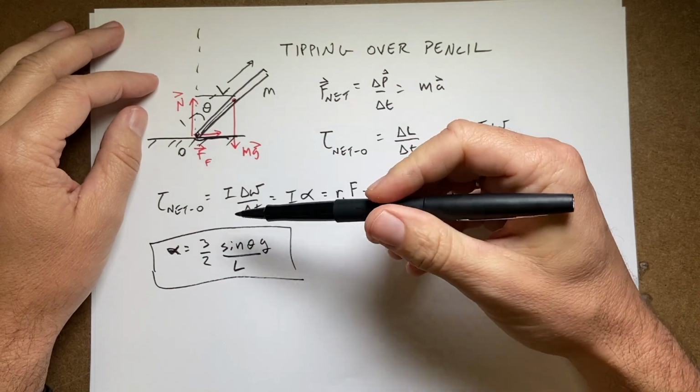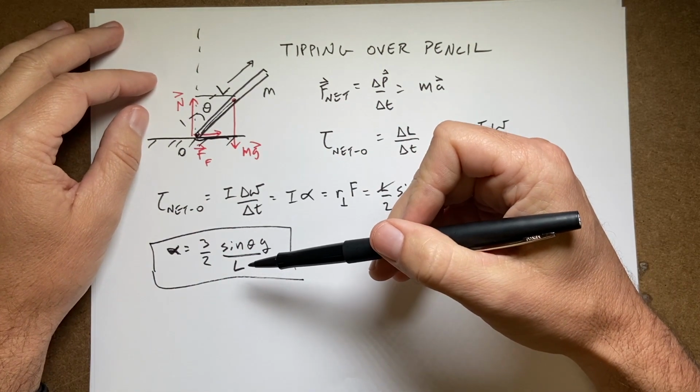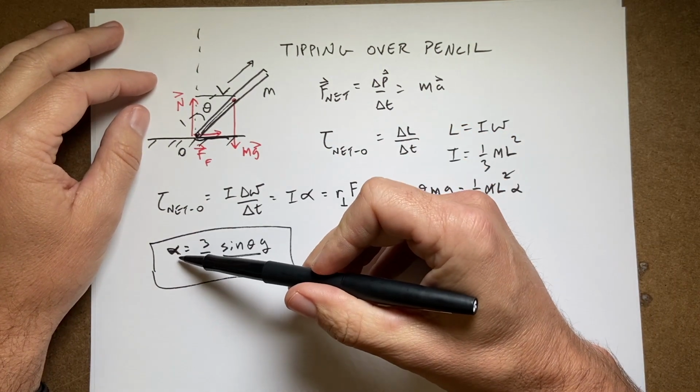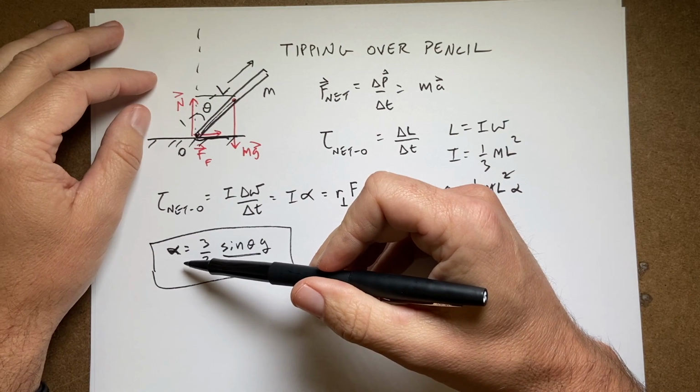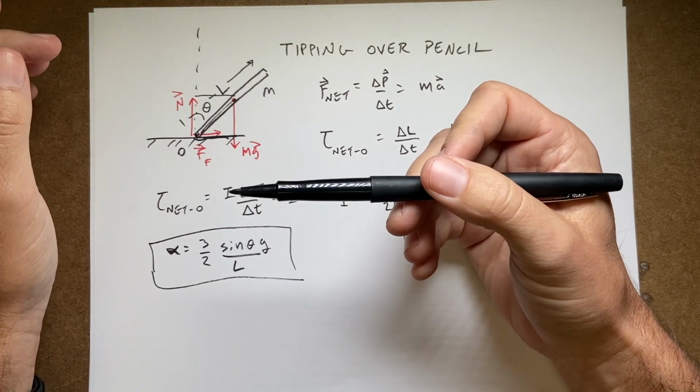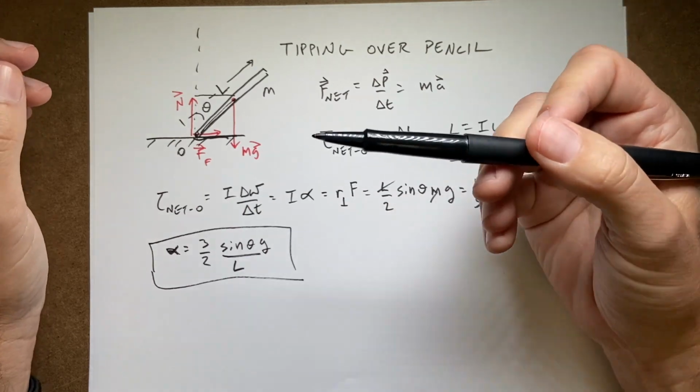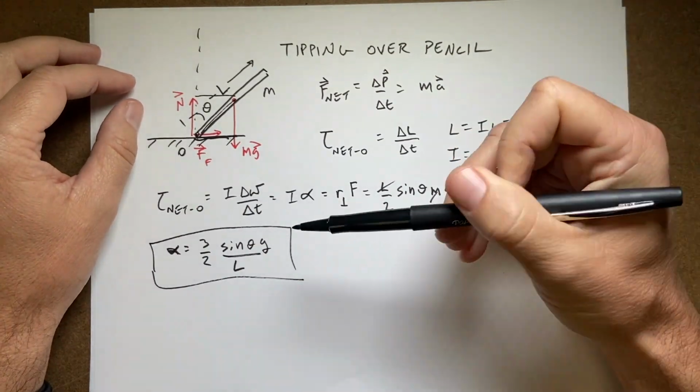So this is important because it says that the length does matter. The longer it is, the lower the angular acceleration, which is what we found, right? The shorter things tipped over faster. So length does matter, even though mass cancels. It also depends on g.